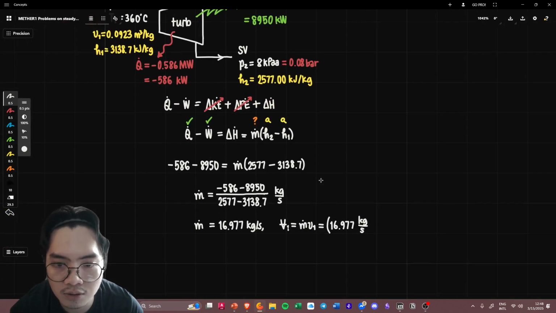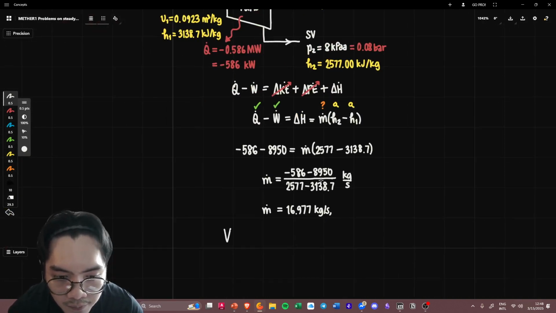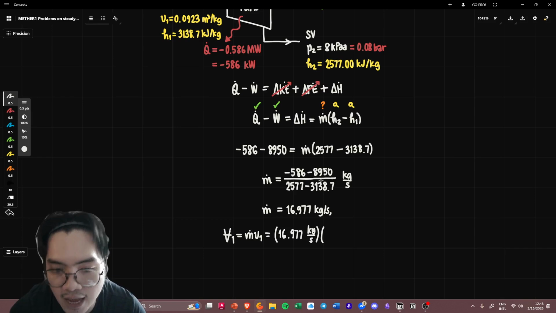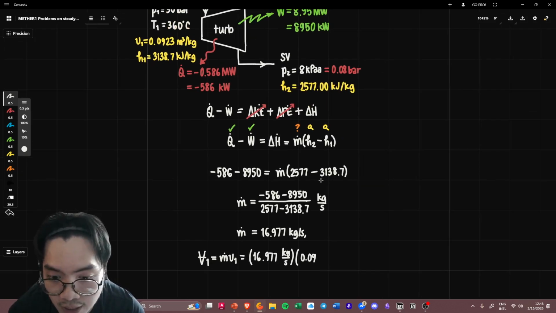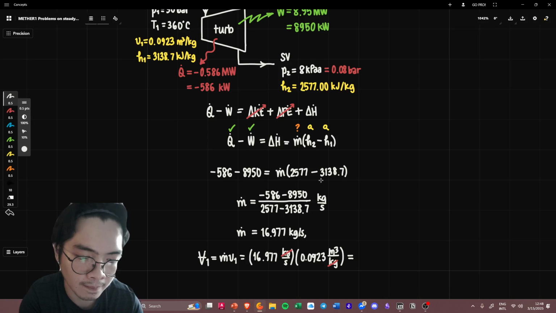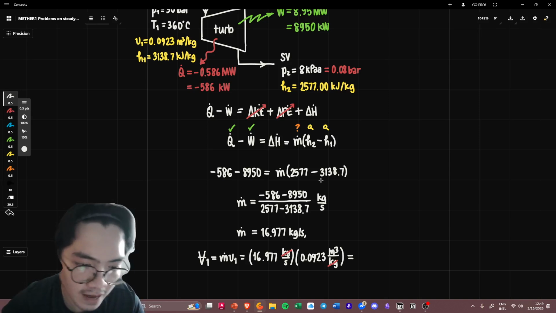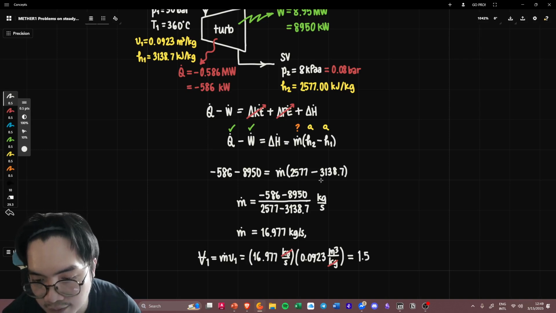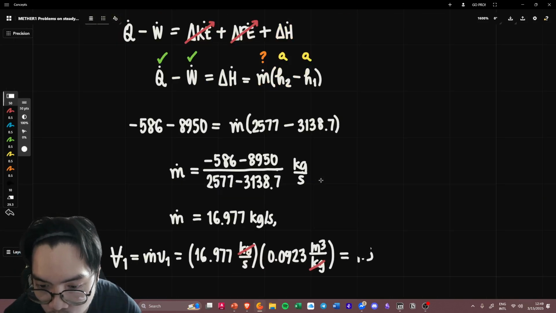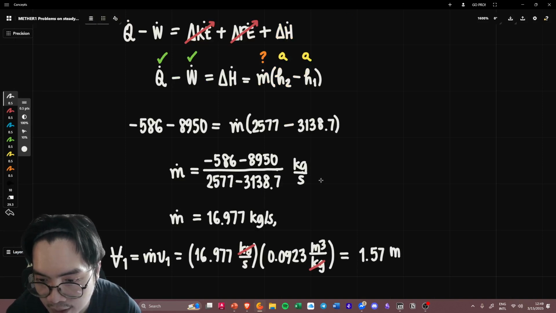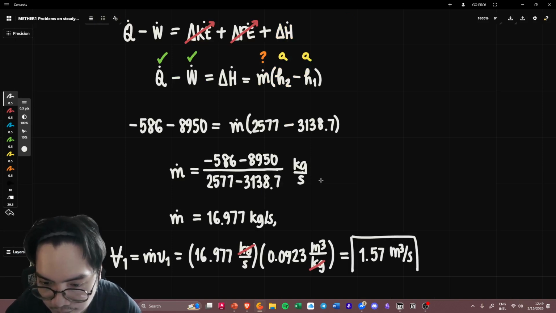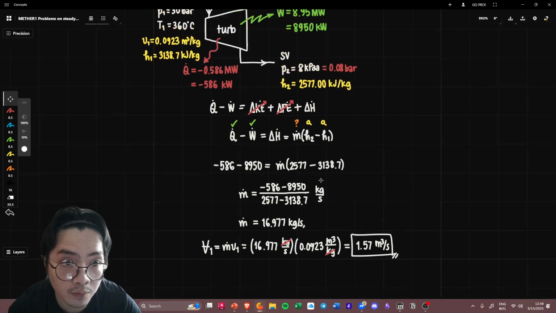Actually, I'll just put it below here. Your V dot 1 is m dot times V1, which is 16.977 kilograms per second times your V1, which is 0.0923 cubic meters per kilogram. You can see the kilograms cancel. We will get a value of 1.5669, or 1.57 should do it, 1.57 cubic meters per second. This is our answer for number 5.